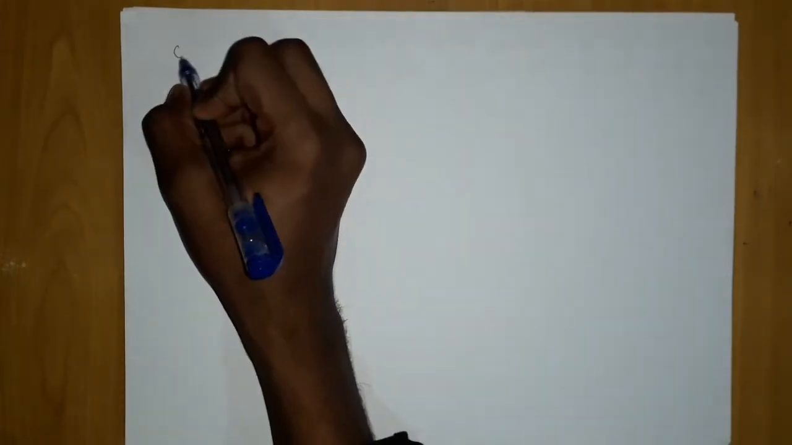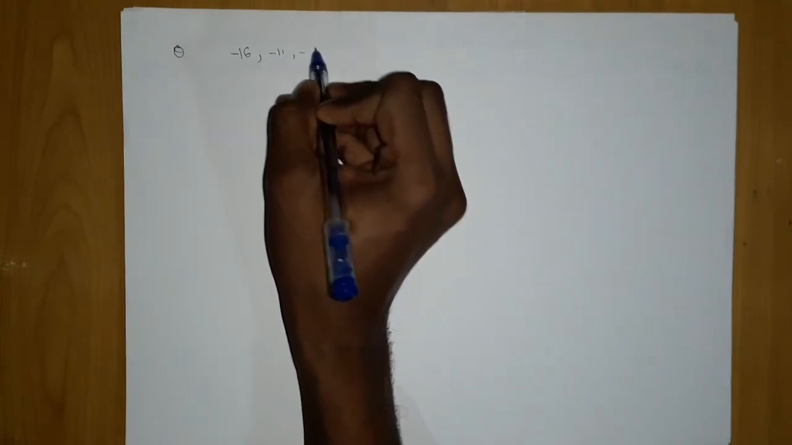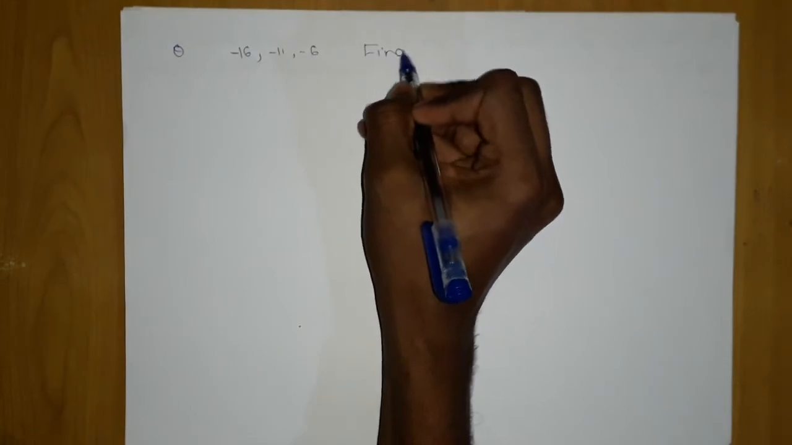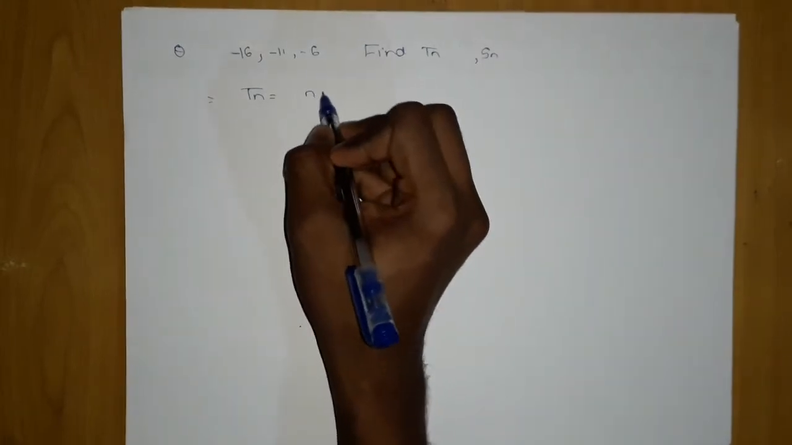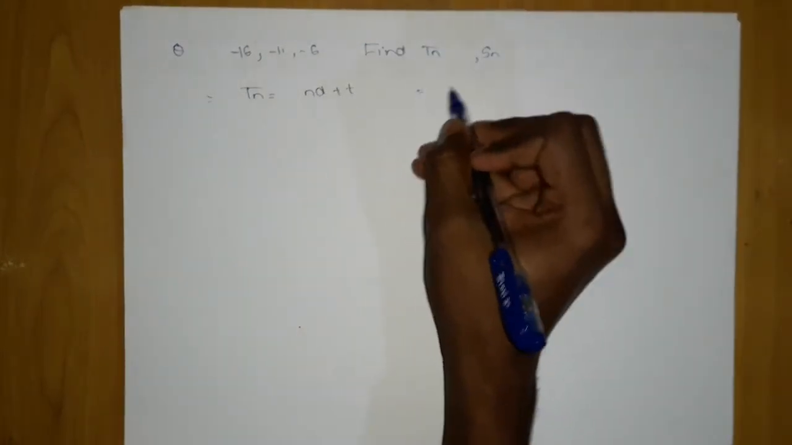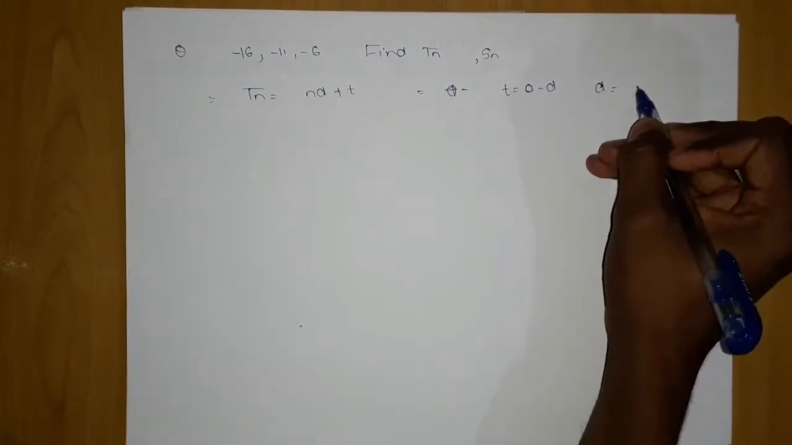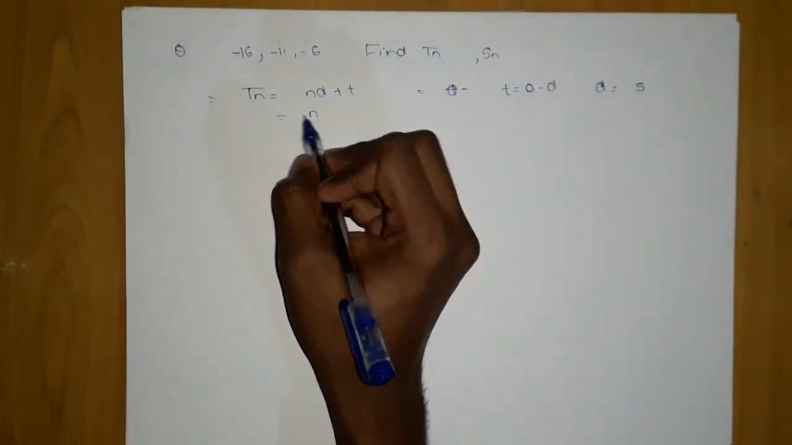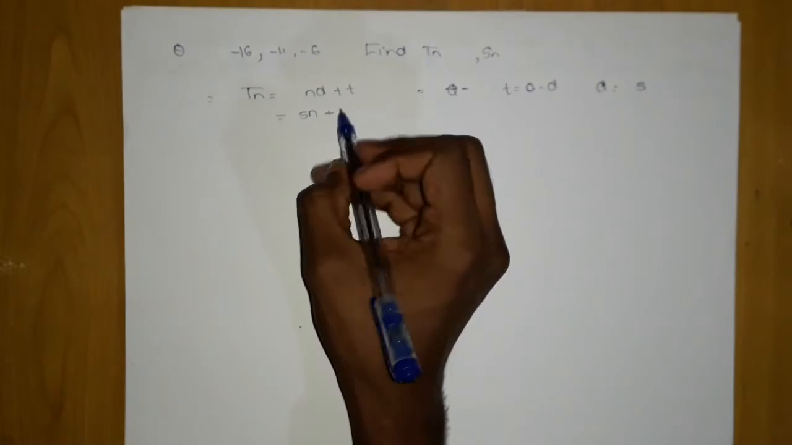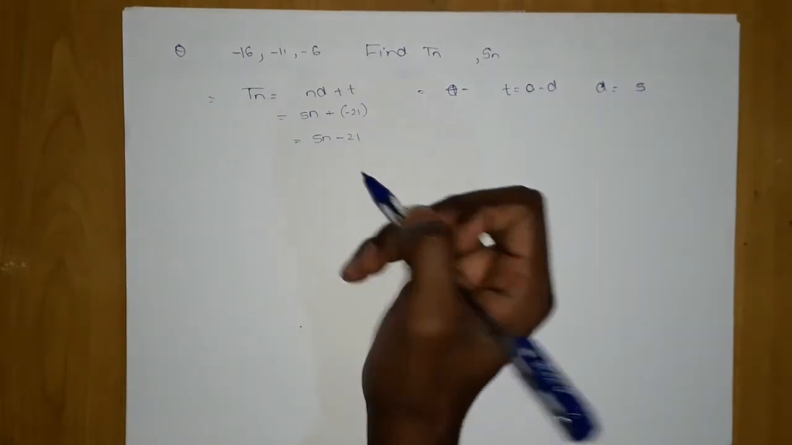If I take this question, the sequence 16, minus 11, minus 6, here they are telling us to find Tn and Sn. Now Tn you can directly find using nd plus t, where t is nothing but a minus d. Here d is 5. It takes very less time. Tn is very easy: 5n, 16 minus 5 is 11, minus 5 is minus 21... so 5n minus 21. This is my Tn.